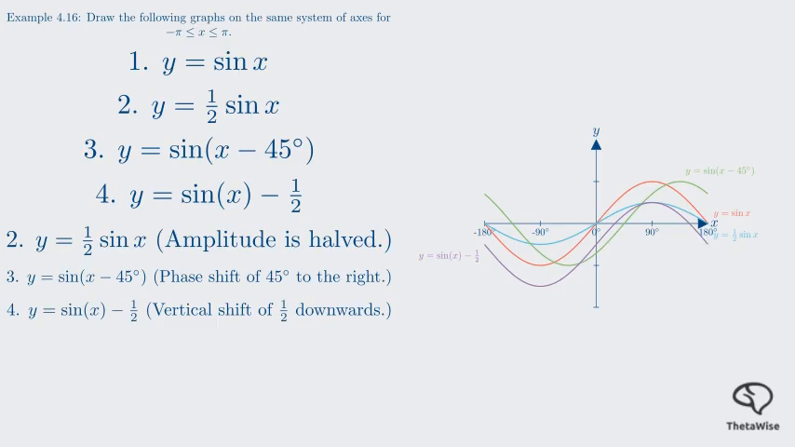And there you have it, all four graphs on the same axis. We can clearly see the effect of each parameter. The red line is the standard graph. The blue line has a smaller amplitude. The green line is shifted right, and the purple line is shifted down.